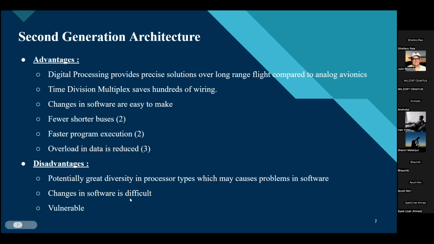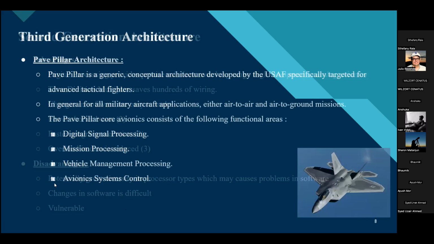The disadvantage is that since there is great diversity in the processors, this could cause problems in software. And as always, changes in software were difficult and it was vulnerable since it was second generation. Then moving on, we have the third generation architecture, called PAVE PILLAR architecture.